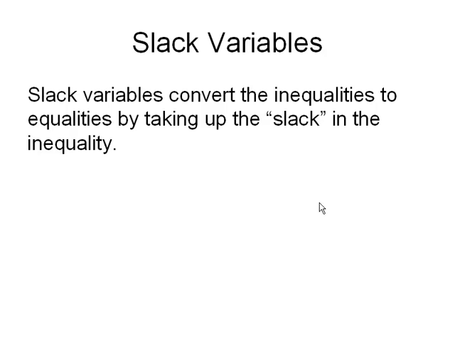So the first thing we need to do is convert the system into a matrix. To do that, we're going to use something called slack variables. Slack variables convert inequalities to equalities by taking up the slack in the inequality. So let me show you a sample.